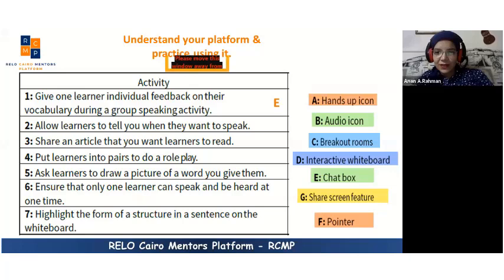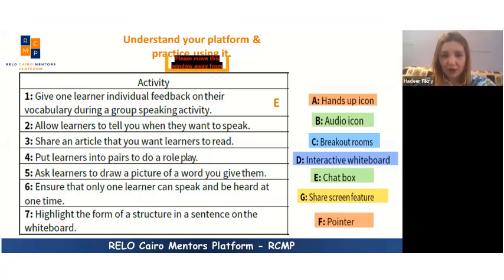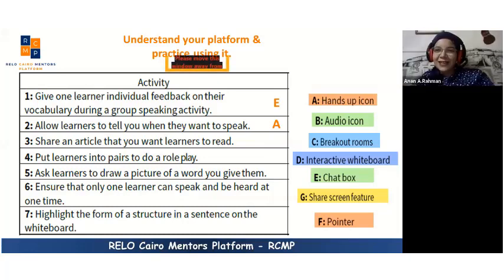Number two. Yes, great job. What should we do to allow learners to tell you when they want to speak? In face-to-face classes, we know, "Miss, Miss, Miss." How can we do the same in the online class? What can we use? I believe that while designing this platform, they kept in mind that our students want to raise their hands a lot. So yes, it is number A. We have to raise the hands here in the class.